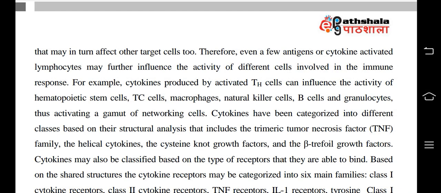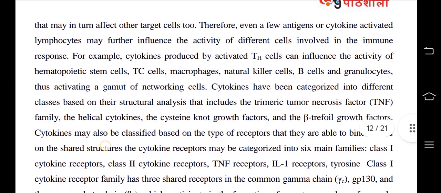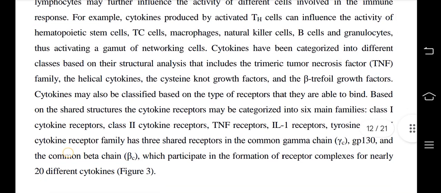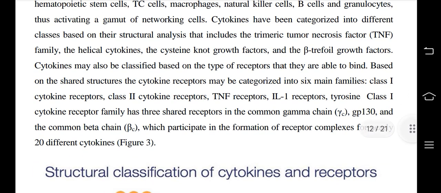that may in turn affect other target cells too. Therefore, even a few antigens or cytokine activated lymphokines may further influence the activity of different cells involved in the immune response. For example, cytokines produced by activated Th cells can influence the activity of hematopoietic stem cells, Tc cells, macrophages, natural killer cells, B cells, and granulocytes, thus activating a gamut of networking cells. Cytokines have been categorized into different classes based on their structural analysis that include the trimeric tumor necrosis factor TNF family, the helical cytokines, the cysteine knot growth factor, and the beta trefoil growth factors.